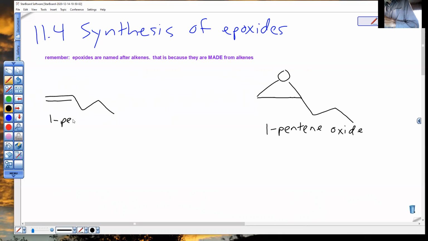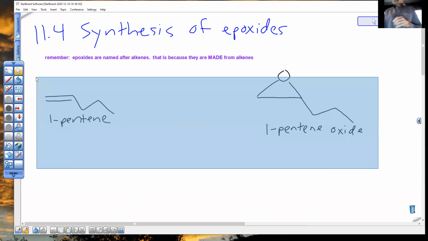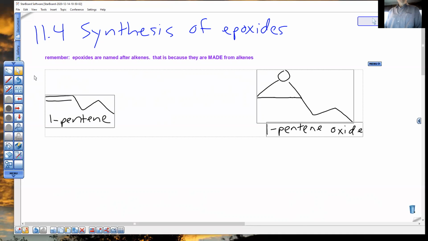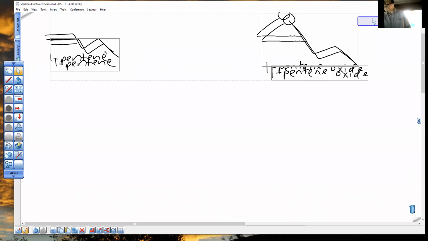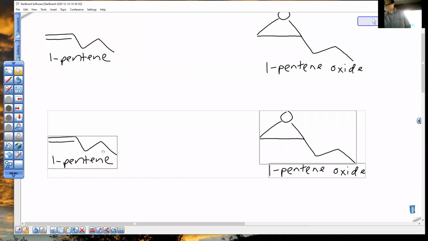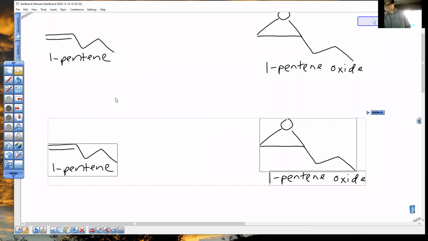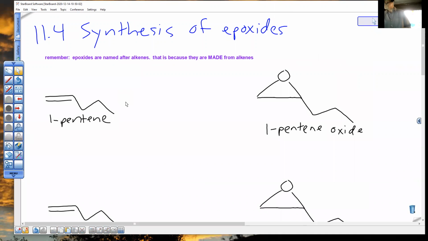And we're going to learn two ways of making epoxides. One involves review reactions only. We'll start with that one. And another one involves a new reaction and a very short mechanism. That's welcome news. All right, so review reactions.